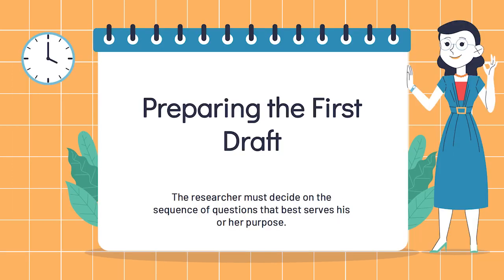Preparing the first draft. The researcher must decide on the sequence of questions that best serves his or her purpose. This may mean ordering the items from the general to the particular, or the best arrangement may be by subject. When the topic changes noticeably, it is a good idea to provide a lead-in statement as a transition.